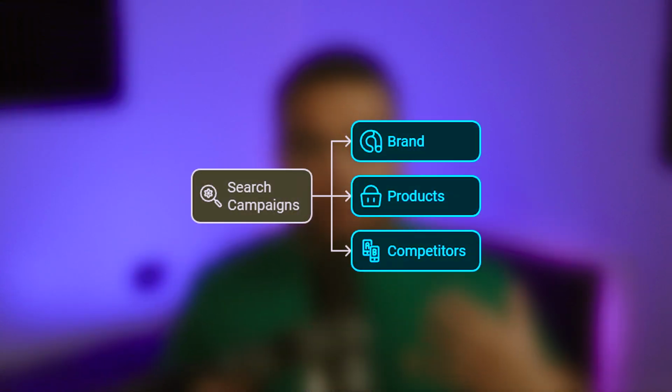So for example, when it comes to search campaigns, you will need to clearly define these campaigns by branded traffic, product-based traffic, and competitor-based traffic. And the same thing also applies to your PMax and your shopping campaigns. So for example, you'll want to separate these or segment these based upon their product category. So for example, male versus female or top versus low performing products.